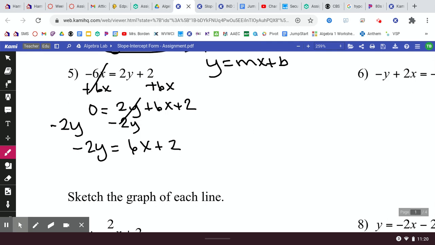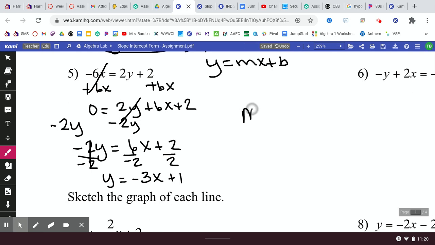Okay, so what am I going to do, the opposite of multiplication? Excellent. Divide by negative 2. What I do for one, I do for all. And so I get y equals, what is 6 divided by negative 2? Negative 3x. And then 2 divided by 2 is 1.